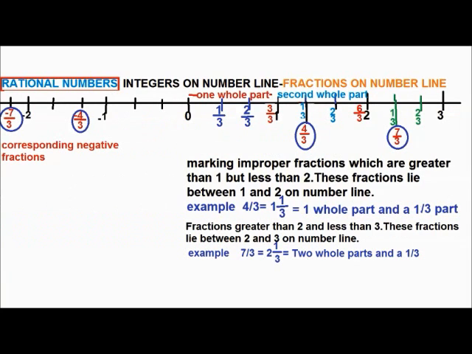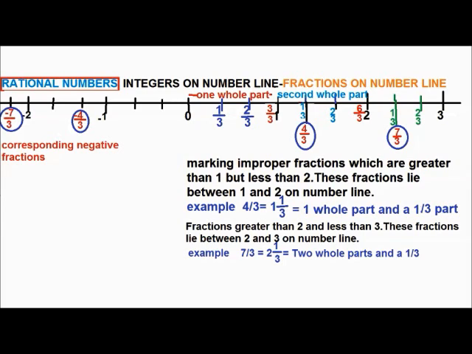Now improper fractions. Some improper fractions are greater than 1 but less than 2 and some are greater than 2 but less than 3, like that. Even after 3, 4, like that the improper fractions are there which are greater than 3, greater than 4. But now we see for example 4 by 3 is greater than 1 and less than 2. So it lies between 1 and 2 on the number line.